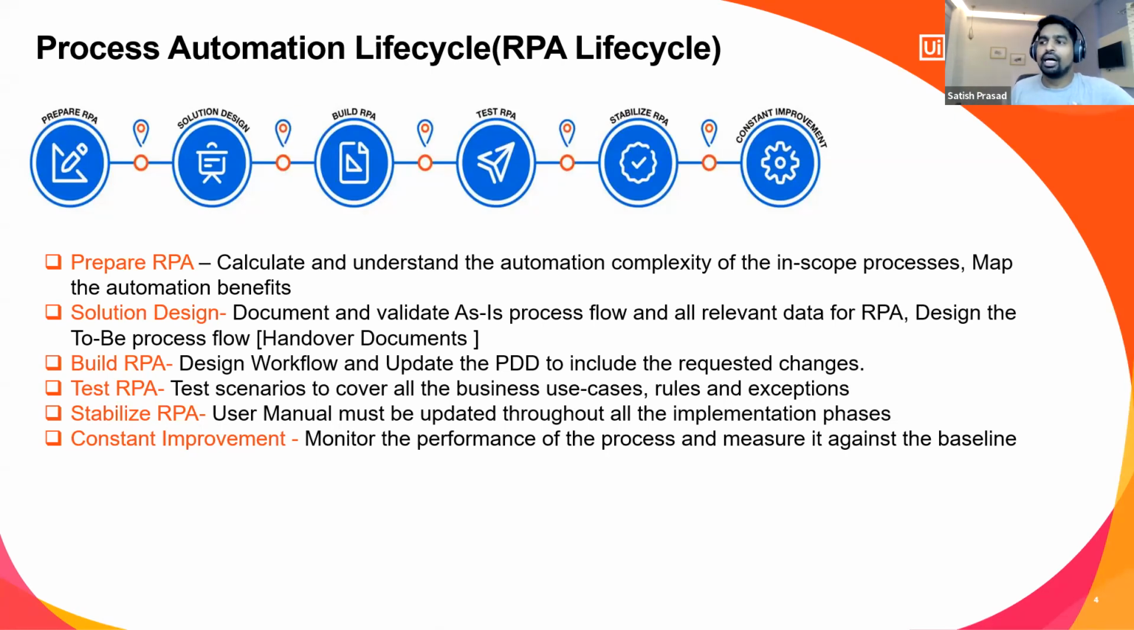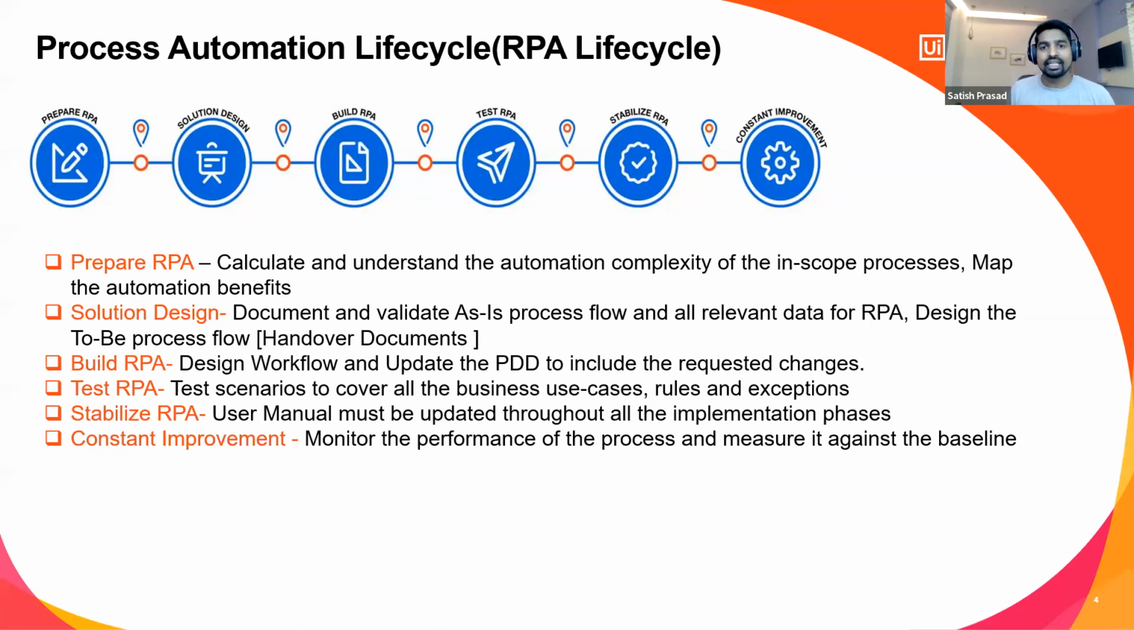Next phase is stabilize RPA, right? So stabilization of RPA is basically about once you have implemented the bot and it is running in production. However carefully you design a bot, there are chances that the bot will fail due to some data issue, or some change in the system, or some change in user access, or those kinds of things that happen in day-to-day production life, right? So it's a continuous way of improving and stabilizing your RPA production bot, right?